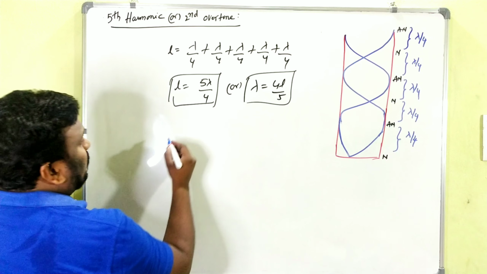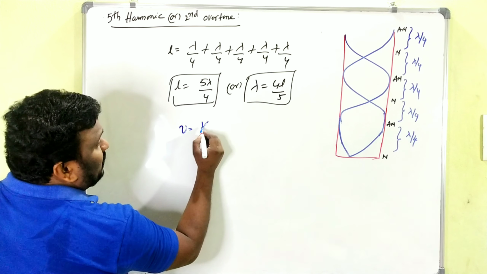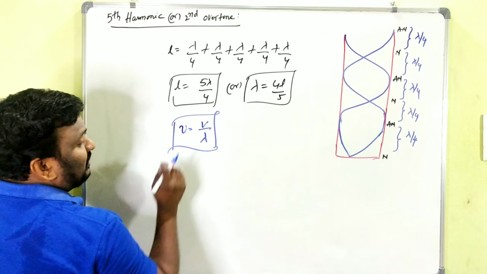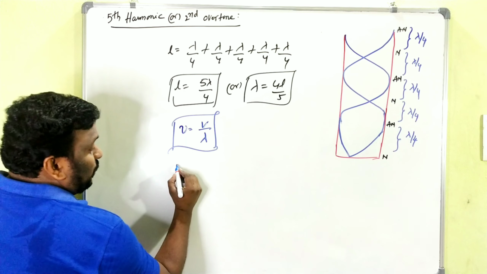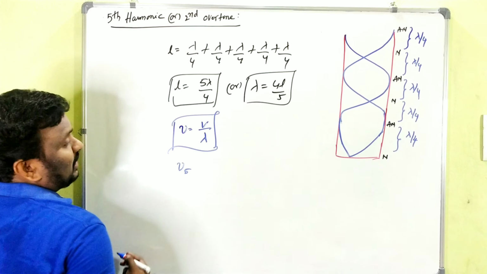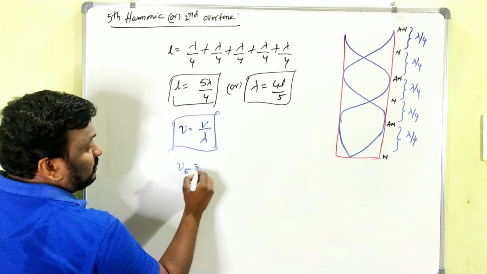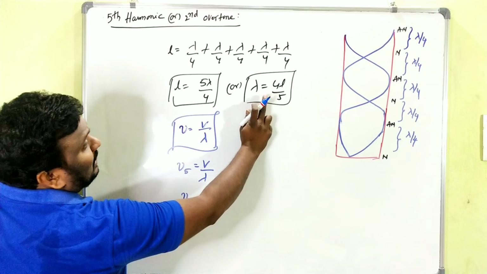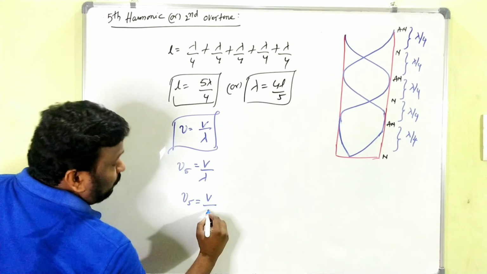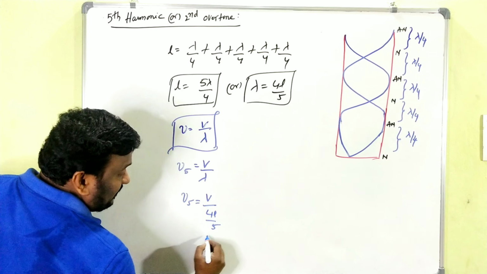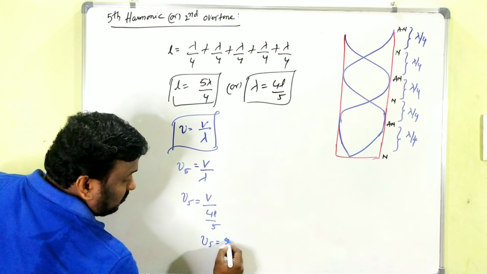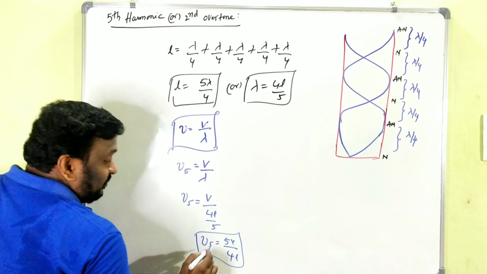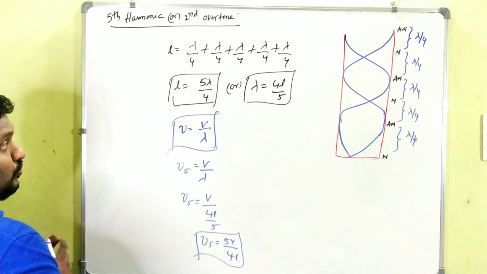As usual, we know nu is equal to V by lambda, so frequency is velocity by wavelength. Now we write this as nu 5. Nu 5 is V by lambda. Nu 5 is equal to V divided by 4L by 5. Then we get nu 5 is equal to 5V by 4L.